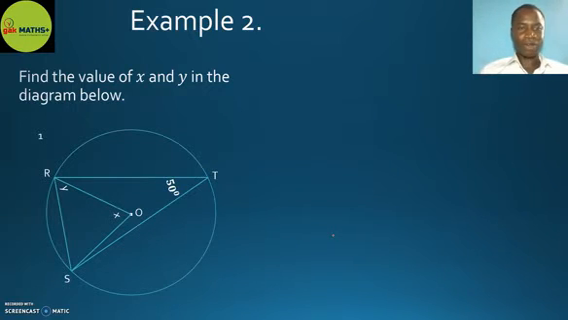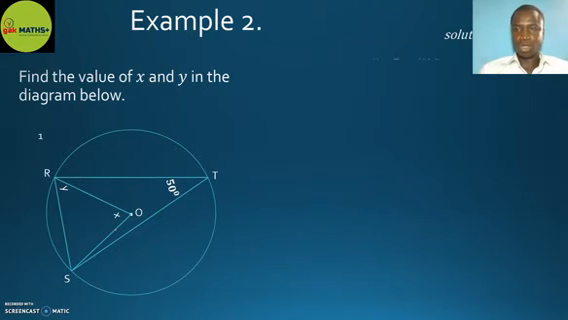Now, find the value of x and y in the diagram below. If you take a closer look at this very well, you will note that the angle subtended at T is 50 degrees, which is the angle the arc subtended on the circumference of the circle. We can also note that the angle subtended at O is x, which the theorem tells us is 2 times the angle subtended at T.